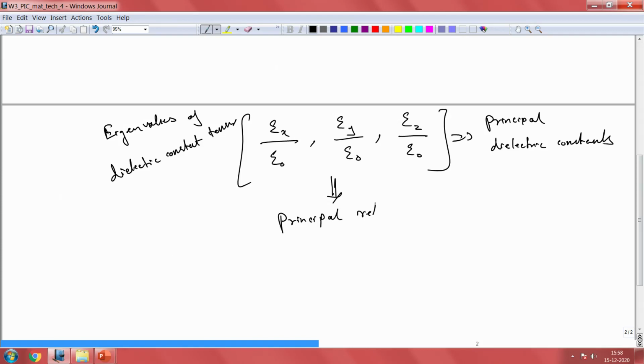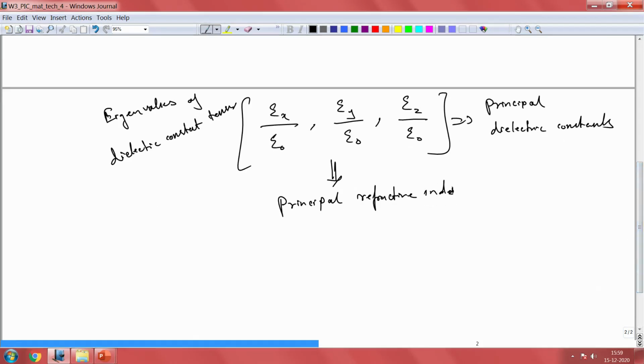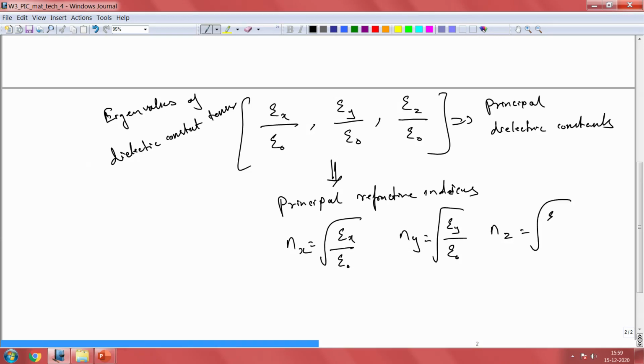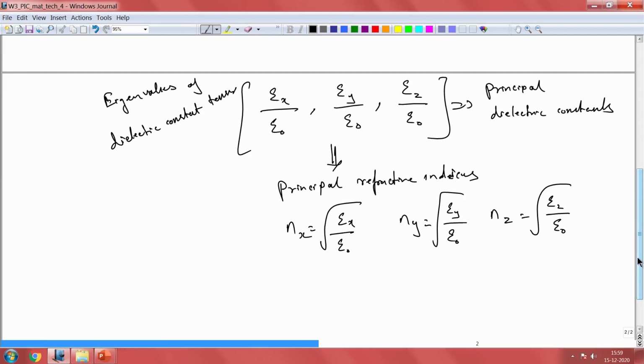Principal refractive indices. So that is given by nx, ny and nz. So it's nothing but the square root of epsilon x over epsilon naught, and here epsilon y over epsilon naught, and here epsilon z over epsilon naught. So now we have three different refractive indices.